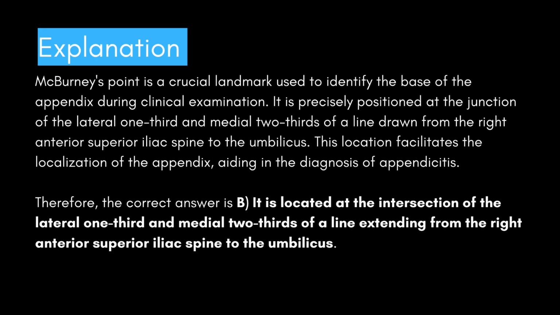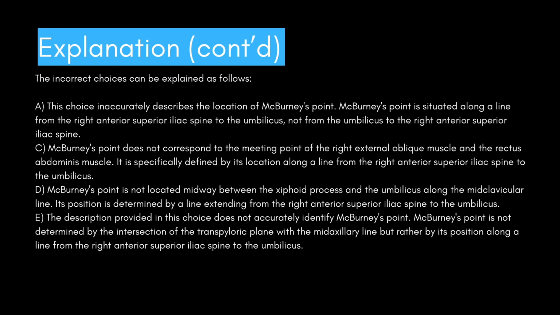It is located at the intersection of the lateral 1/3 and medial 2/3 of a line extending from the right anterior superior iliac spine to the umbilicus. Let's go ahead and take a look at why the other answer choices are incorrect. A. This choice inaccurately describes the location of McBurney's point. McBurney's point is situated along a line from the right anterior superior iliac spine to the umbilicus, not from the umbilicus to the right anterior superior iliac spine.